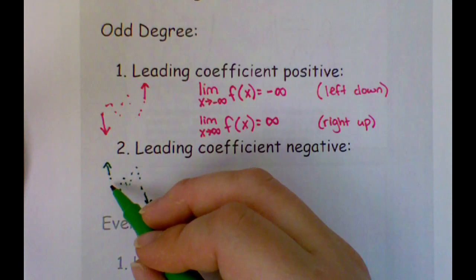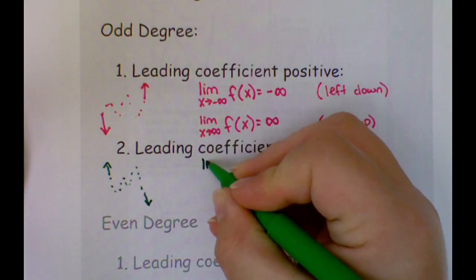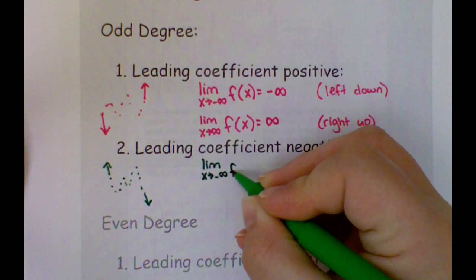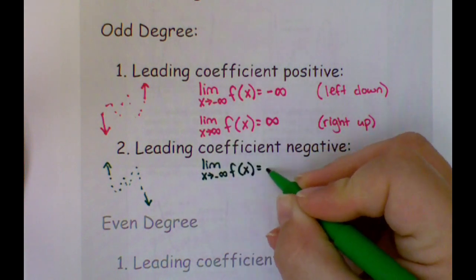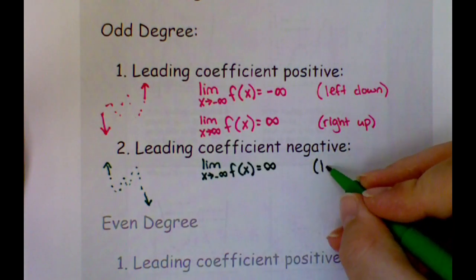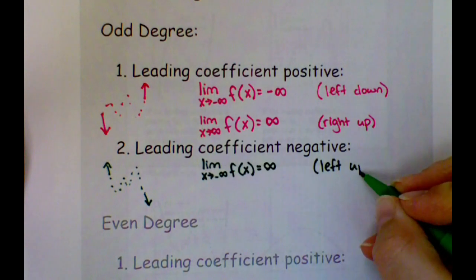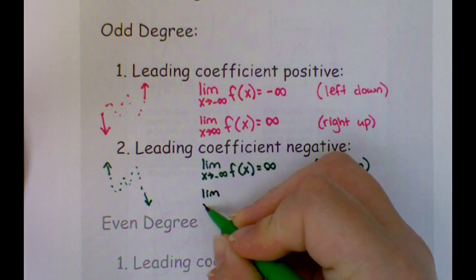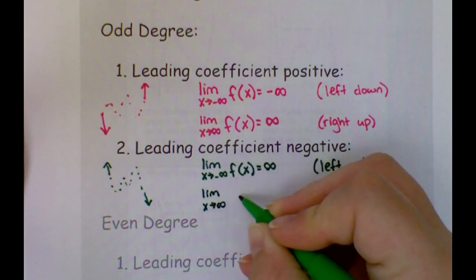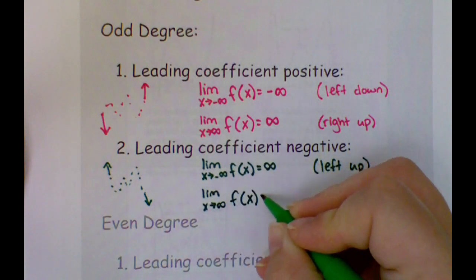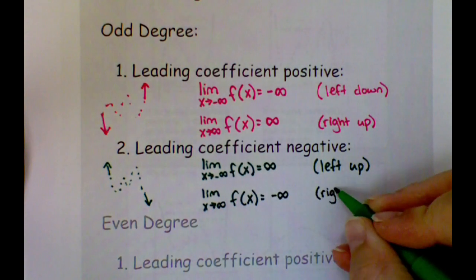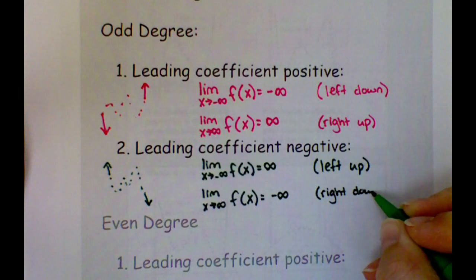So to say the left side goes up, we say the limit as x approaches negative infinity of f of x equals positive infinity. It's our fancy math way of saying the left side goes up. And we say the limit as x approaches positive infinity of f of x equals negative infinity. Our fancy math way of saying the right goes down.